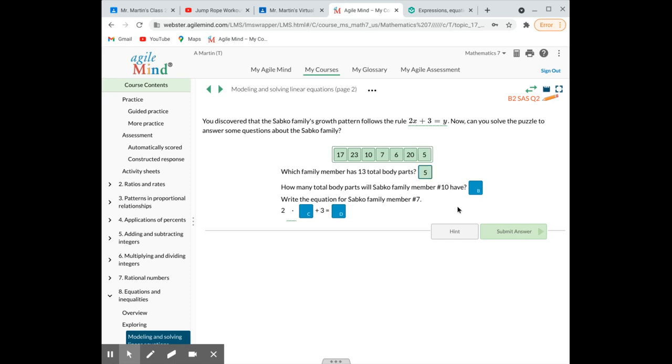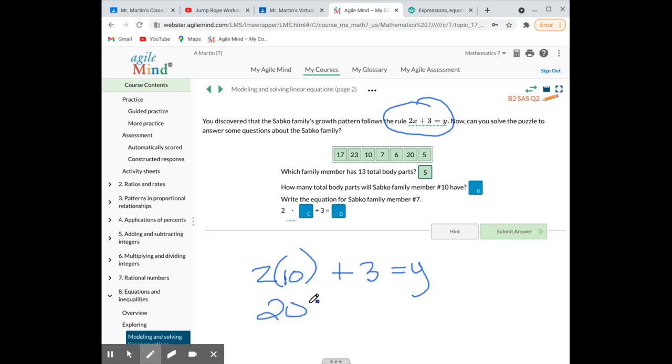Great. The next question says, how many total parts will Sabco family member number 10 have? How would we find that answer? 13 times 2. Plus 3. If we remember, we're going to use this formula right here. So what would we do? Yeah, 10 times 2. Good. What is 10 times 2, or 2 times 10? 20. What would I do next? 20 plus 3, which is? 23. Good.